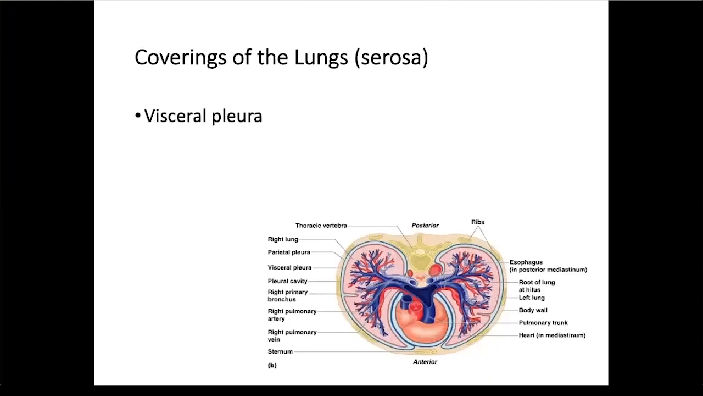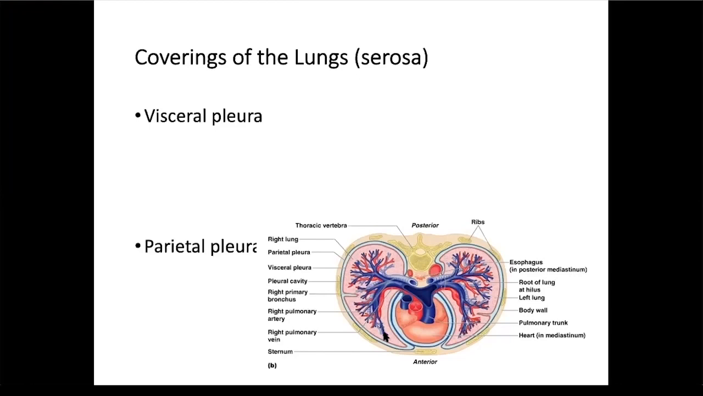Finally, let's look at the coverings of the lungs, or the serosa. This is review from AP1. Remember, the serous membrane has 2 layers, a visceral layer that clings to the surface of the organ. So the visceral pleura is this kind of burgundy line here that's clinging to the surface of the lung.